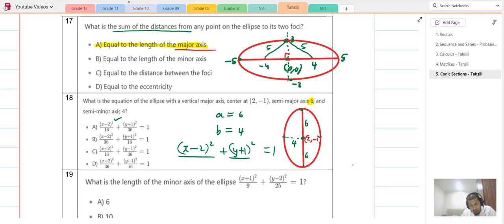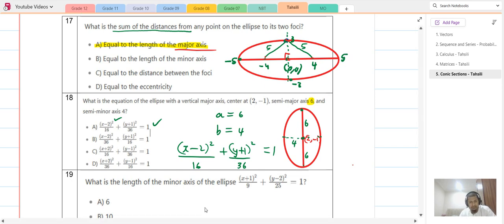So the a squared will go here, the bigger value will go here, right? So the bigger value will go here, which is 36, and over here the smaller value, which is 16. So that should be the answer. That's it. Option 1. I hope you guys understood that.